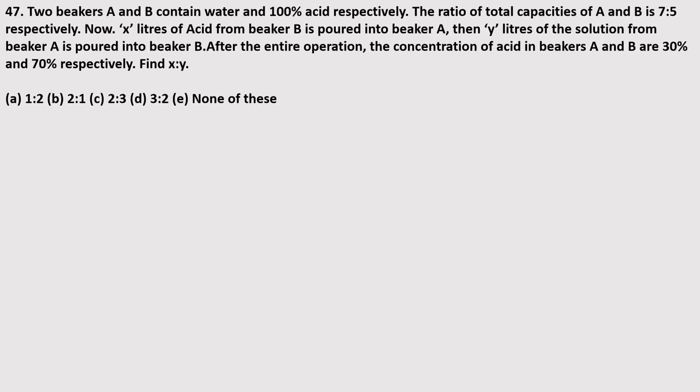47. Two beakers A and B contain water and 100% acid respectively. Means in beaker A we have water, and in beaker B we have acid, right? A is filled with water, B is filled with acid. The ratio of the total capacities of A and B is 7:5, means I'll assume this as 7 liters and this as 5 liters. Now X liters of acid from beaker B is poured into beaker A.